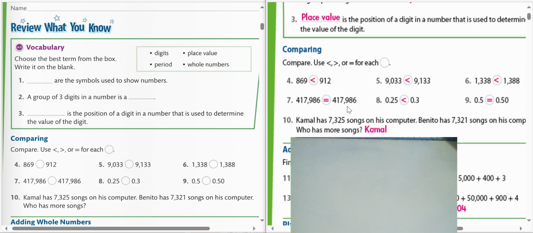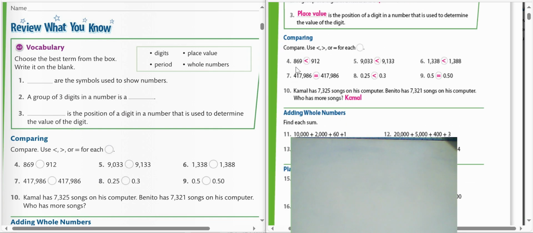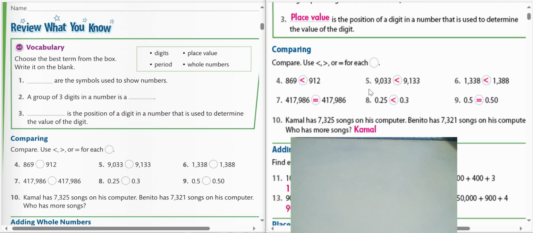We can compare two numbers here. In this example, we have 869 less than 912, 5,033 less than 9,033 less than 9,133, 1,338 less than 1,388, 417,986 equal 417,986. And also we can compare two numbers here by equal parts.